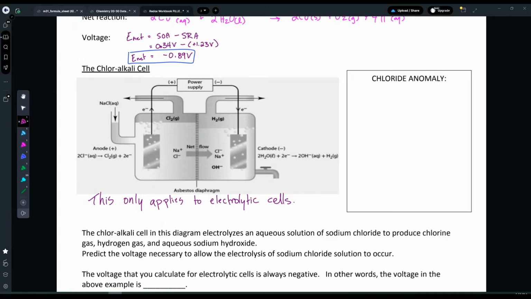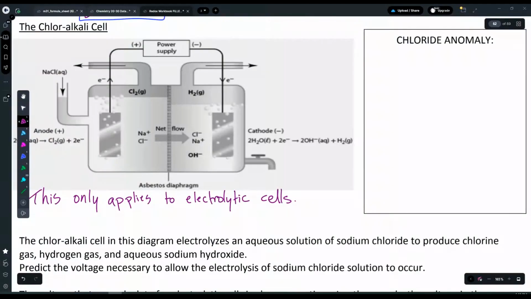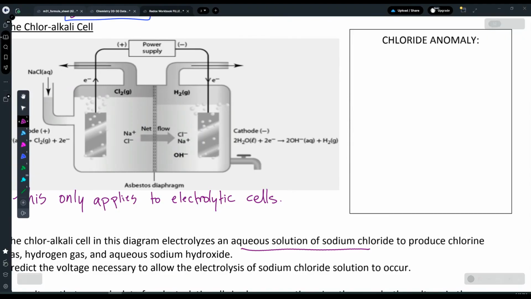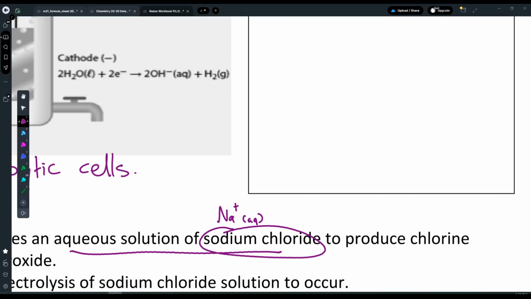Okay, now with this type of cell, let's just list our species. So it electrolyzes an aqueous solution of sodium chloride. So that's what we're starting out with. So if we were to write our species list, I would have sodium ions because this is dissolved in water. Because it's an ionic compound, it's going to dissociate. So we have sodium ions, chloride ions, and because it's a solution, we also have water.